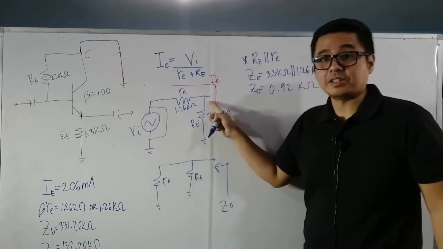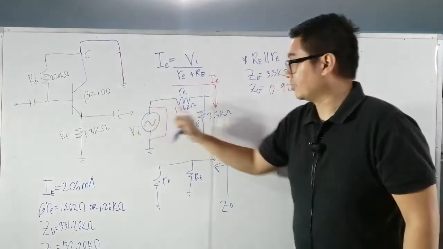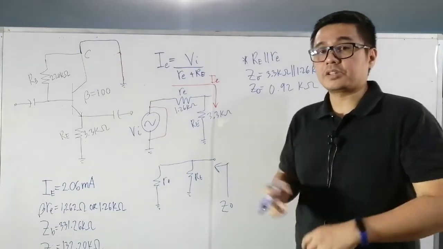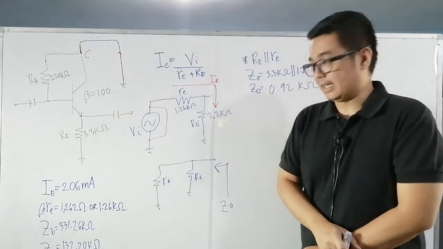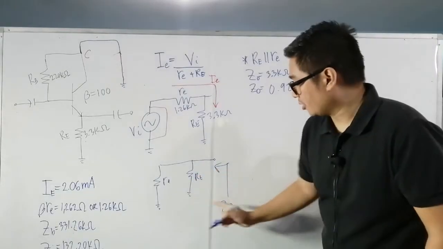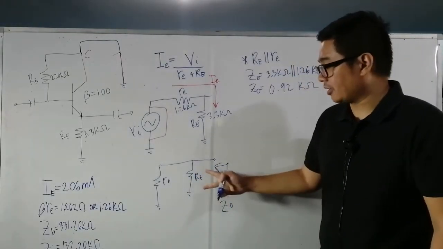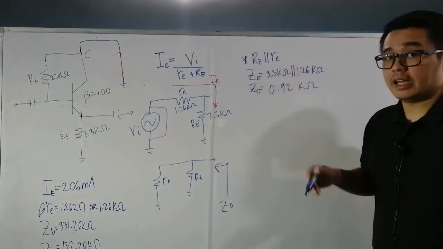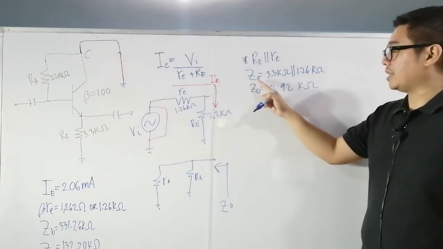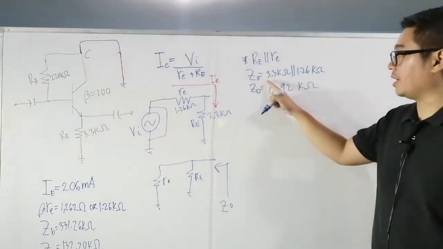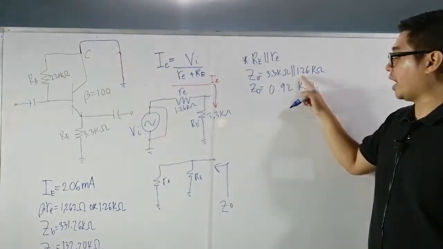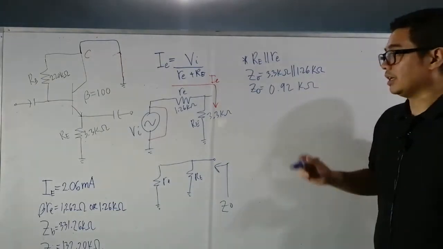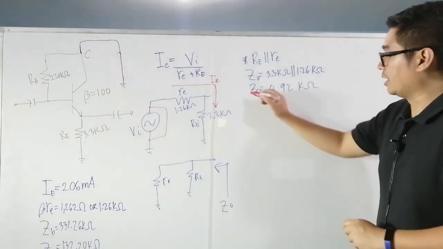Kasi meron pa tayong capacitor dito sa part na to, di ba? This one. This is R sub E, and meron tayong capacitor doon. Therefore, ang connection nila ngayon ay naka-parallel. Alright? So, in order for us to get Z out, we will get the parallel combination of r sub e and R sub E. So, ito yan. So, I already computed it. We have Z sub O, or the output impedance, is equal to 3.3 kilo ohms parallel with 1.26 kilo ohms. The output impedance is equal to 0.92 kilo ohms. So this is your output impedance.